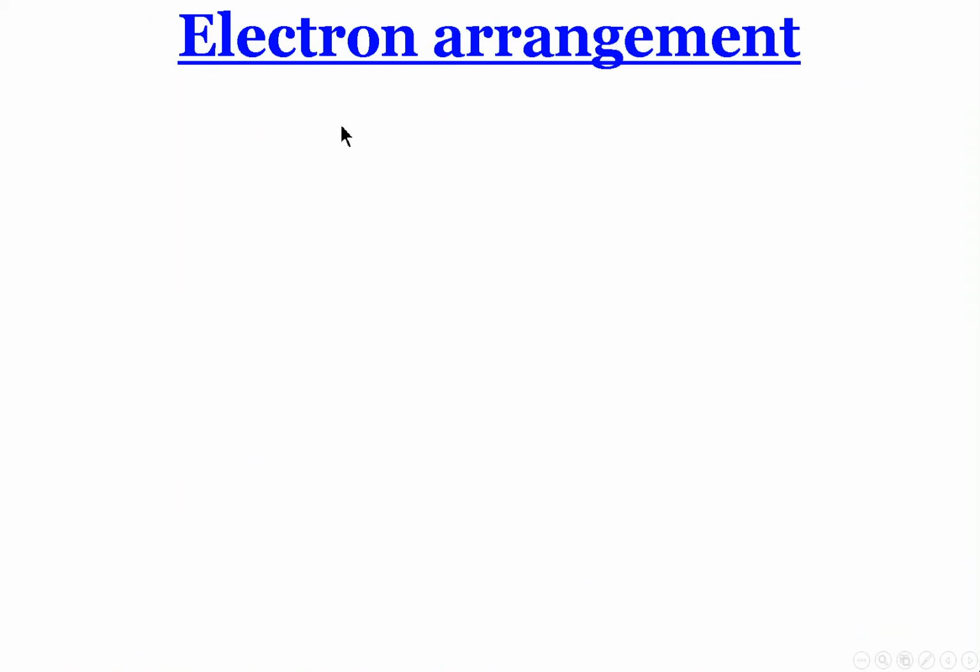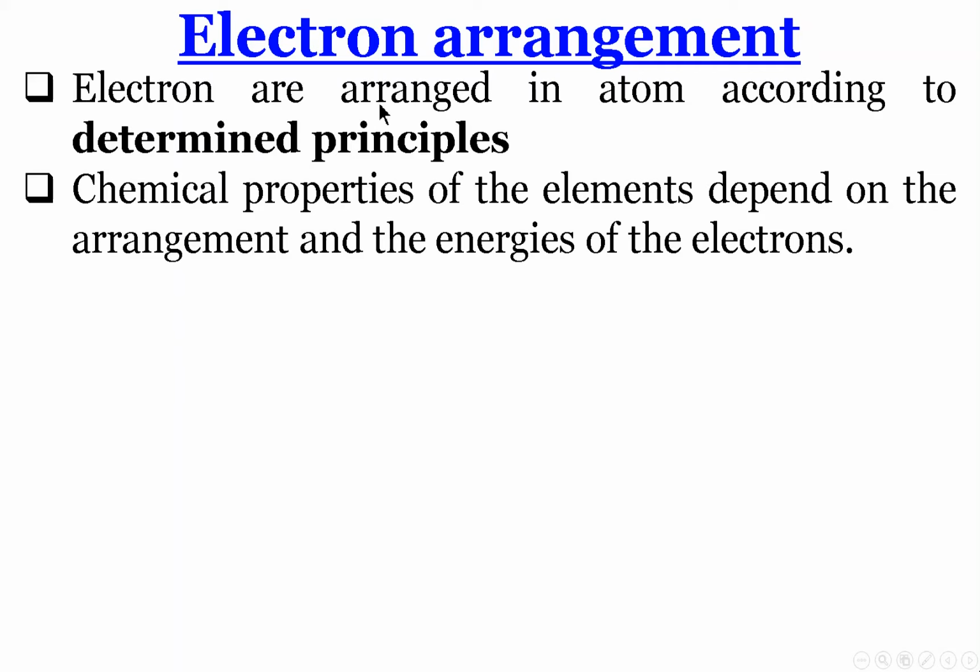In the previous chapter, we studied that the electron has no definite place. The electron is moving around the nucleus and can take any position. In a certain position, we calculate the probability of presence of these electrons. So now the question: how are the electrons arranged in the atom? The electrons are arranged in the atom according to determined principles. And the chemical properties of the element depend on this arrangement and on the energies of these electrons.